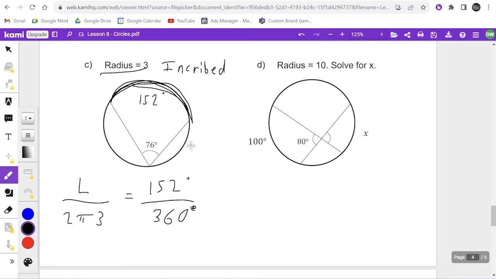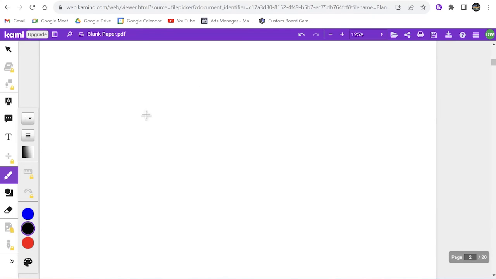Does that make sense? Yes. Okay, great. Now all I gotta do is cross multiply here. And again, I plug these numbers in the calculator already. On the left side, I get 360L, and on the right side, I get 912 pi.